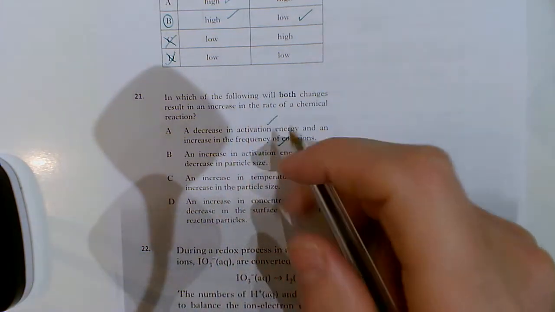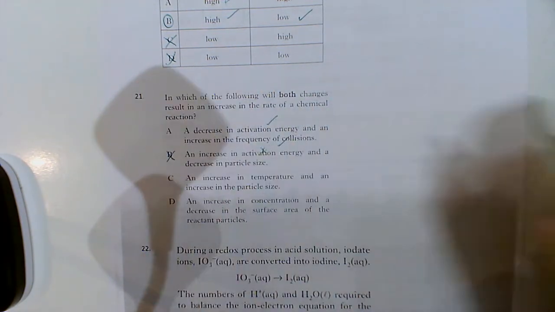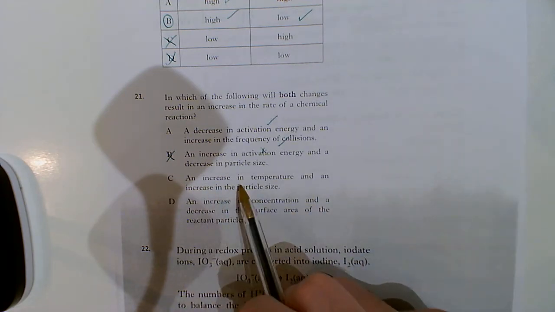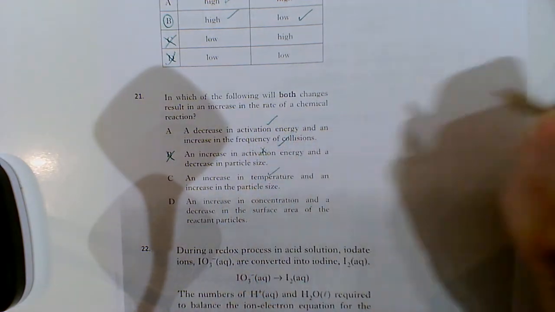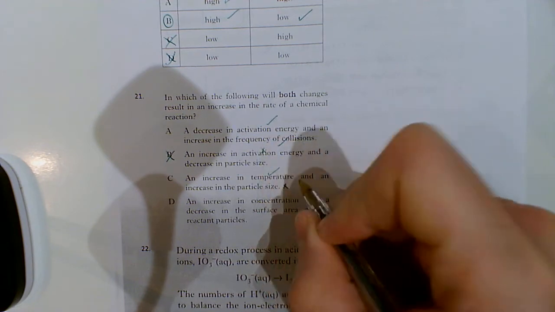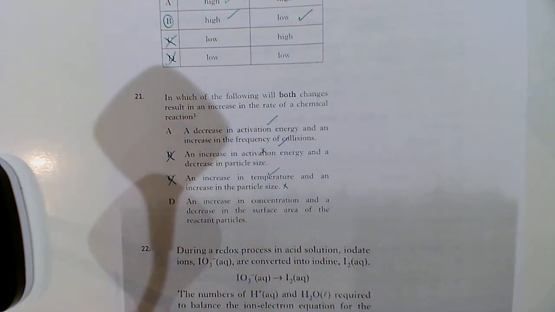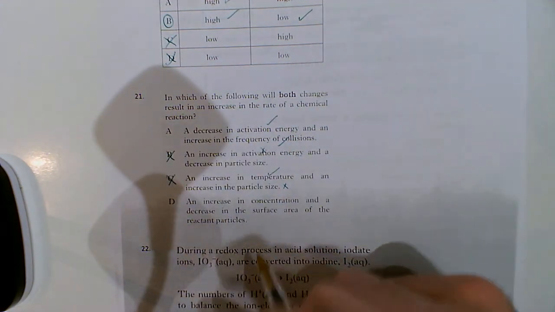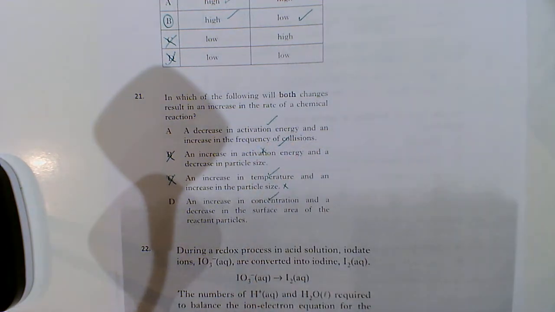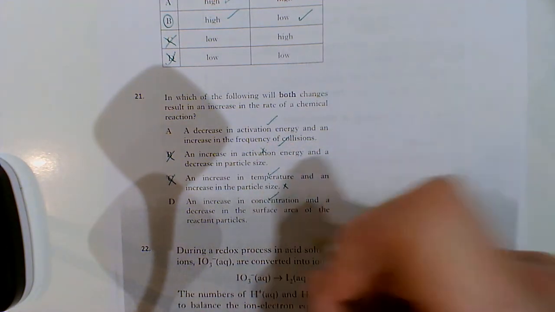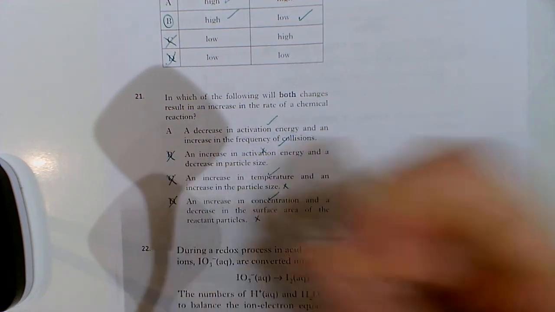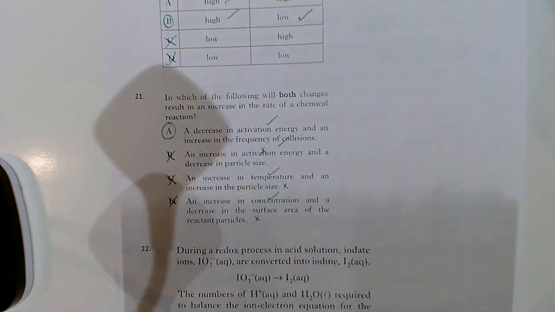Increase in activation energy, no, so we can eliminate that one. An increase in temperature, that would increase rate. Increase in particle size does not, so we eliminate that one. Increase in concentration, that one would increase rate. Decrease in surface area is the same as increasing particle size, so that one would not. So definitely A is our correct answer there.